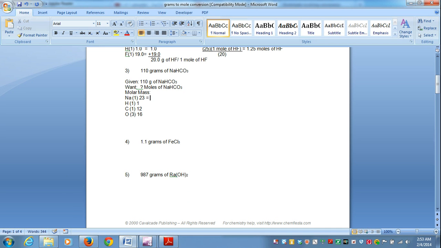Okay, and the next thing you have to do is multiply across. 23 times 1 is 23. 1 times 1 is 1. 12 times 1 is 12. 16 times 3 is 48. Now what you need to do next is add the masses. Underline, and I'll put a plus sign.